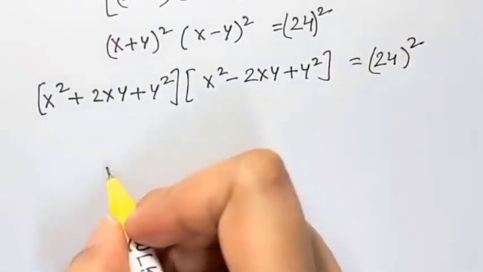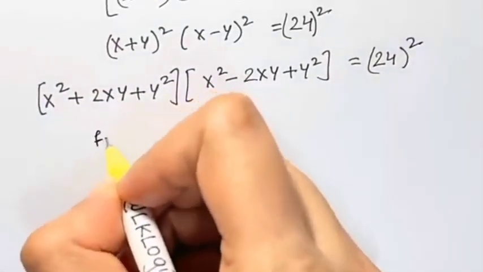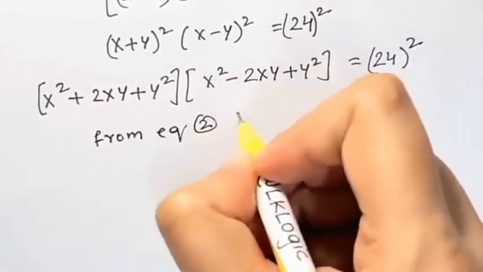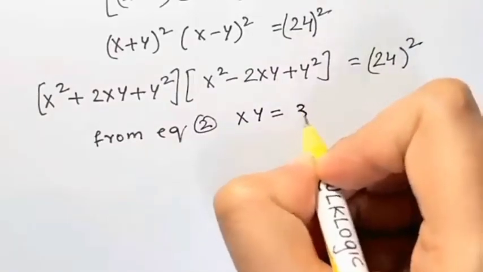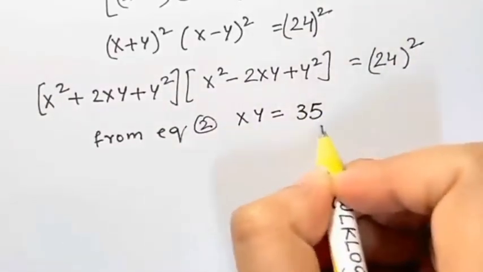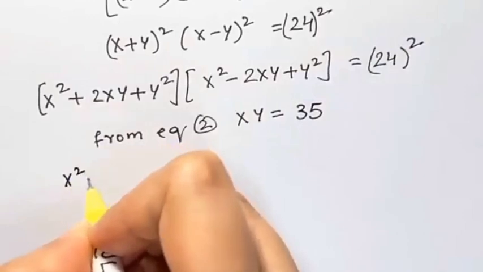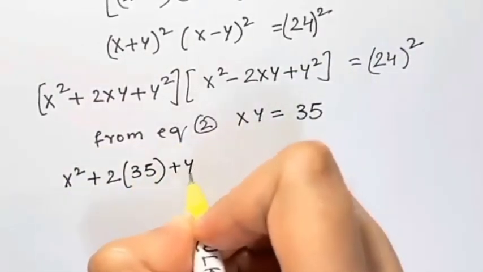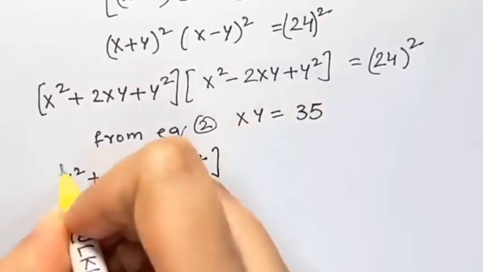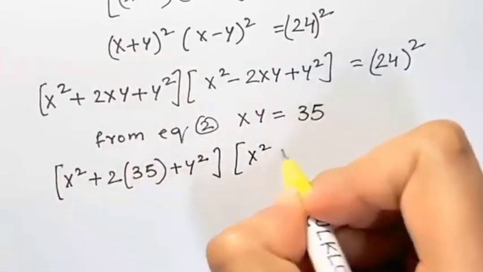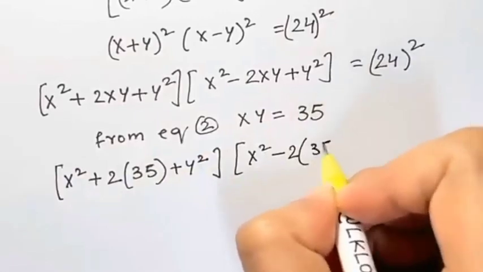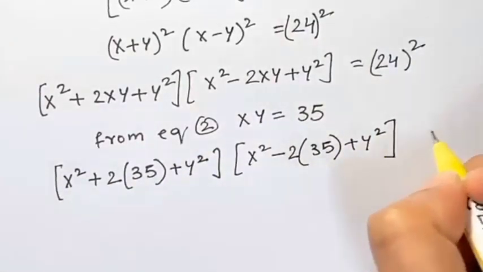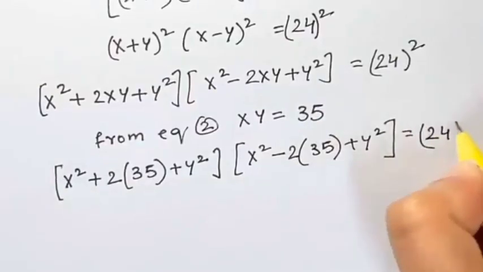Then what do I have? xy, from equation 2, which I've marked at the beginning. From equation 2, xy is equal to 35. This is what I have, so I'm going to substitute this. So I have x² + 2 times 35 + y², and here I have x² − 2 times 35 + y², is equal to 24².